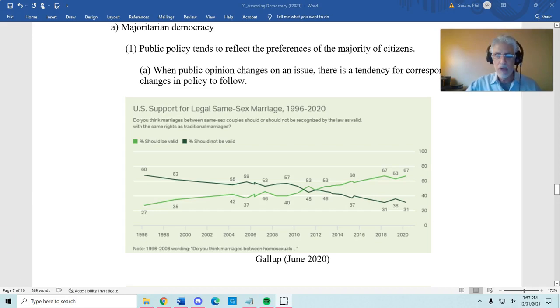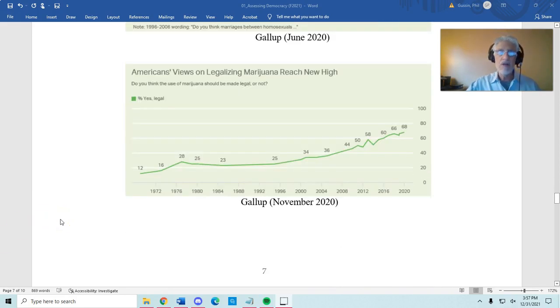Here's another example, really quickly. America's views on legalizing marijuana. In this poll, it's also done by Gallup, also done in 2020. On the far left, you can see in 1972, only 16% of the public thought that marijuana should be legal, right? The question they're asking, by the way, is do you think the use of marijuana should be made legal or not? So it looks like 15% in 1972 thought it should be legal. By 2020, 68% said it should be legal.